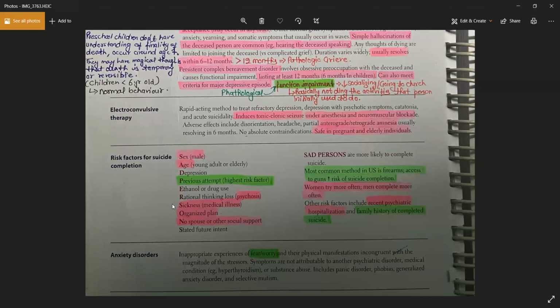Other factors include being male. Males have a very high chance of completing suicide compared to females. Females can have a higher frequency of suicide attempts, but they are mostly incomplete suicides.